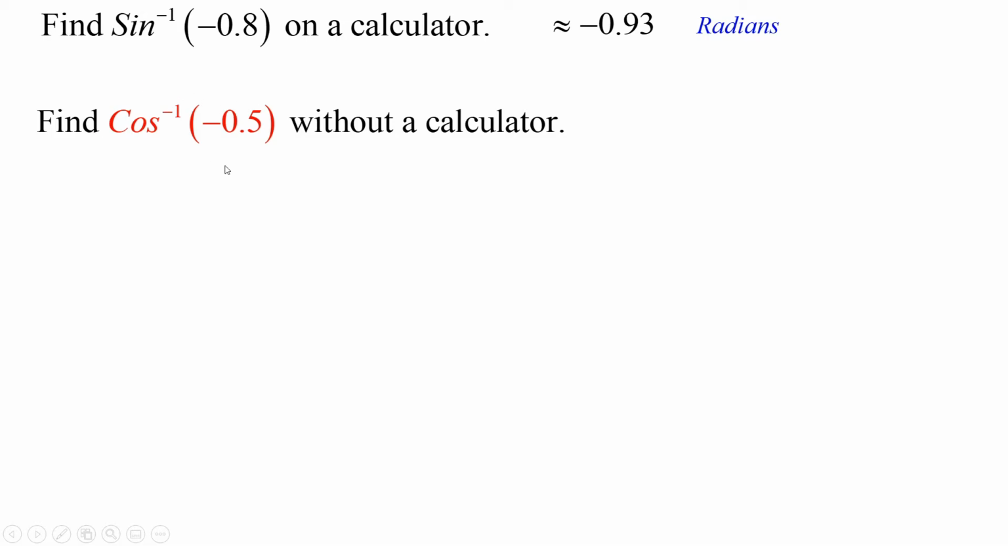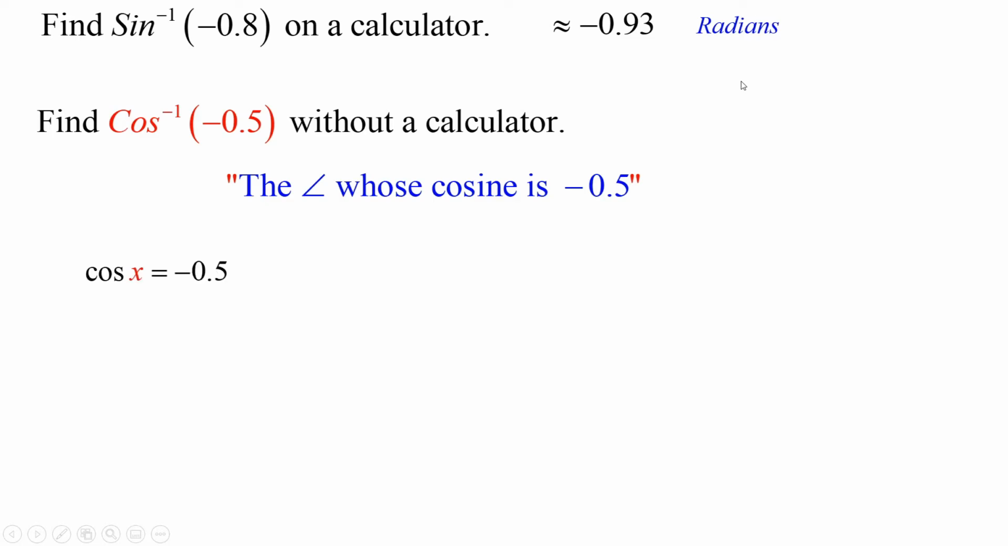Now, this without a calculator, we're probably still going to do this with a diagram, but it's going to be a little bit easier because, again, negative 0.5. Isn't that negative 1/2? So the angle whose cosine is negative 1/2. I think you know when cosine has an output of negative 1/2. Okay, so the angle whose cosine is negative 0.5 or negative 1/2 or even negative √1/2. What do you think?